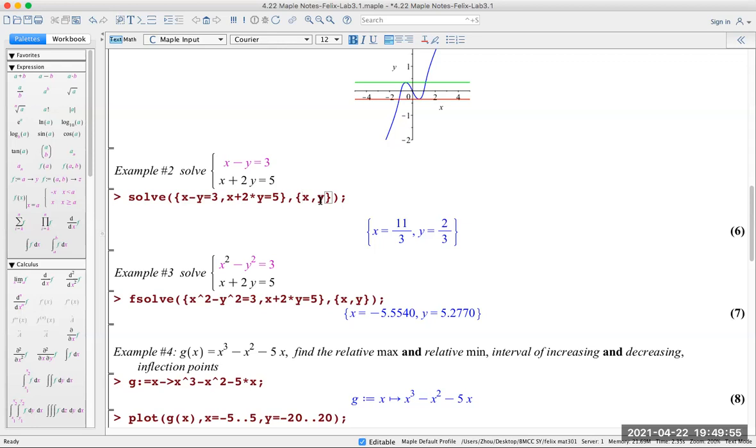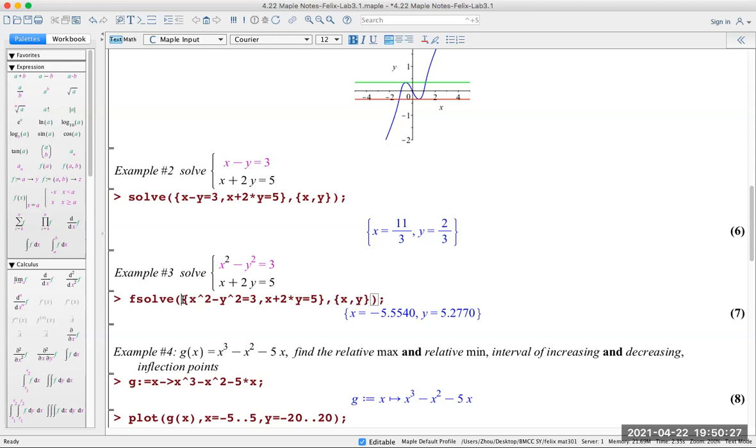Okay, now the third example here, similarly to the second example, we want to solve another system of equations. However, for this case, you may also use the fsolve command, which will give you decimal values. Almost like the solve command, we have fsolve here, and then type bracket, both equations in order, comma, curly bracket x, y here.